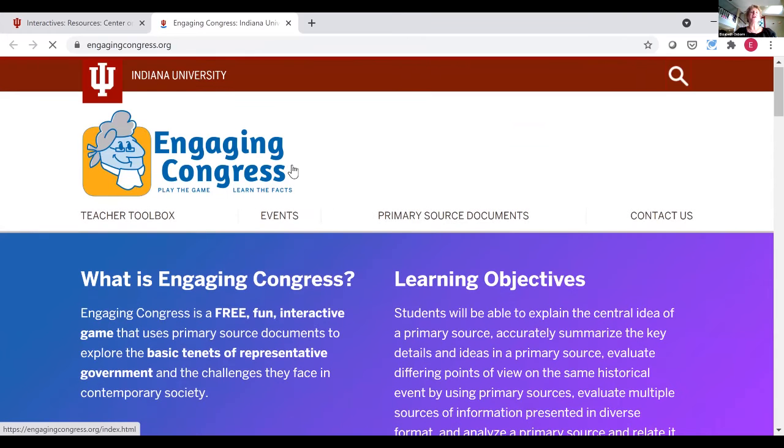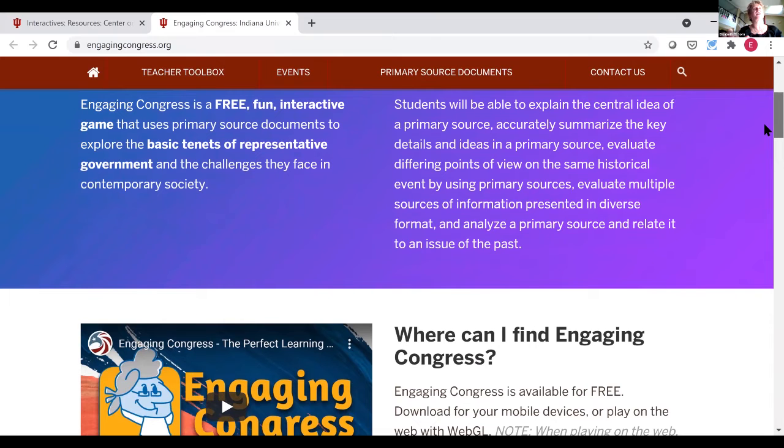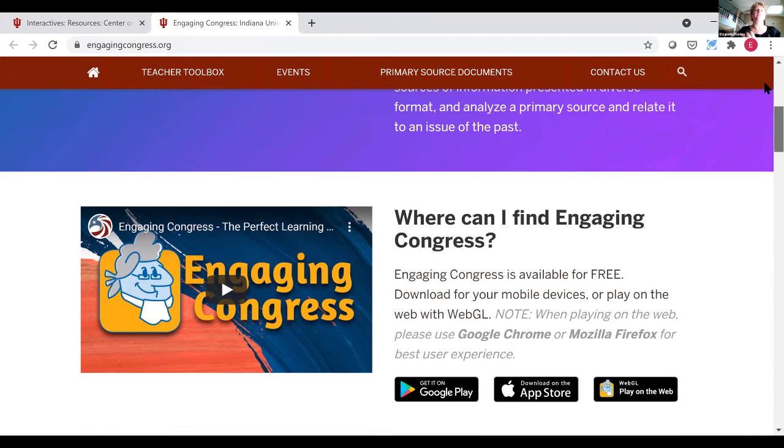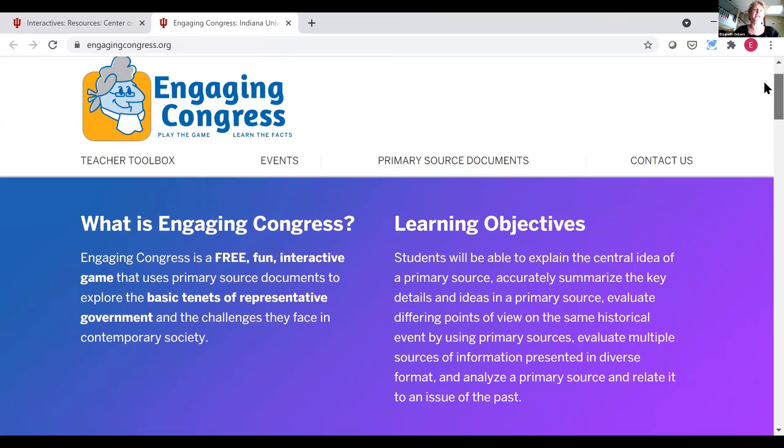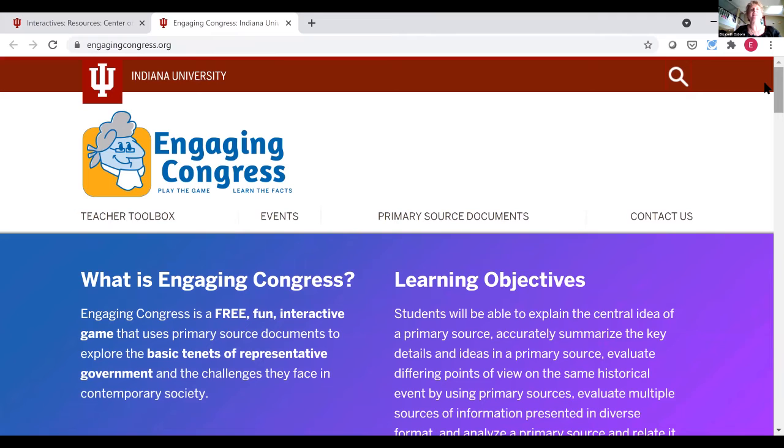And then this branches from the executive implications of Freedom Summer and how you could use it if you were teaching the executive, to Engaging Congress, which is our fun, free, interactive resource for teaching the basic tenets of representative government. And I actually have a PowerPoint. Maybe I should go back to the PowerPoint for a minute. Hang on, I've got to move my little screen here. I'll come back here in a moment, but let's go back to the PowerPoint.